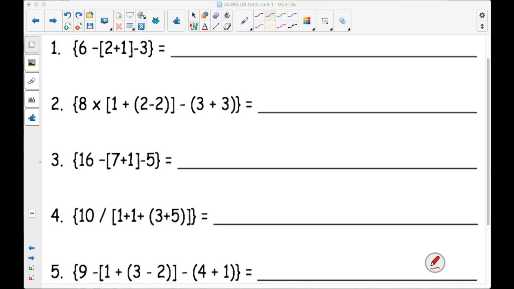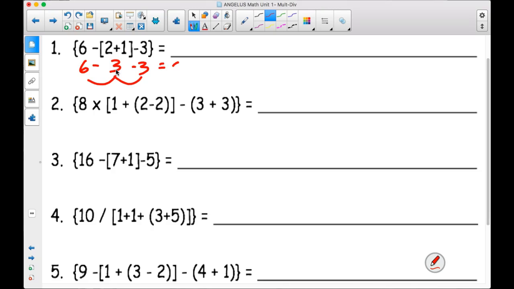Yeah, go. 2 plus 1 is 3. All right, so that works for me, which is left now with just a 6 and a 3. I guess we don't have much of a choice. And what's your answer? 0. Let's see. 6 minus 3 is 3. And 3 minus 3 equals 0. Okay? Any questions about that? So let's move on to 2.